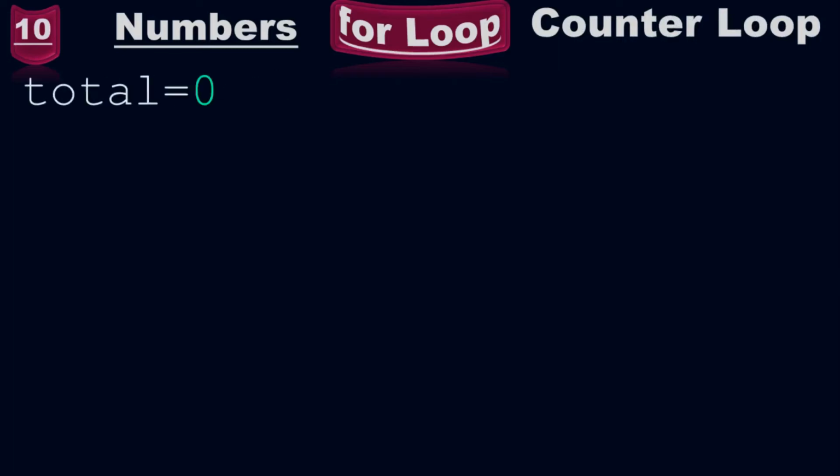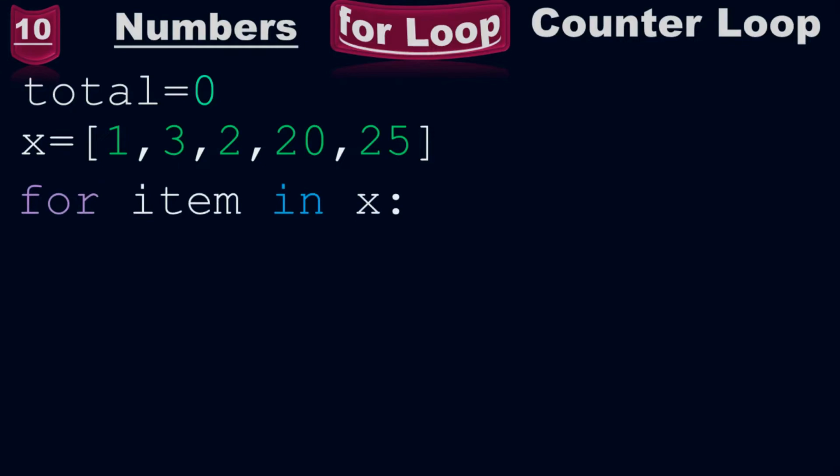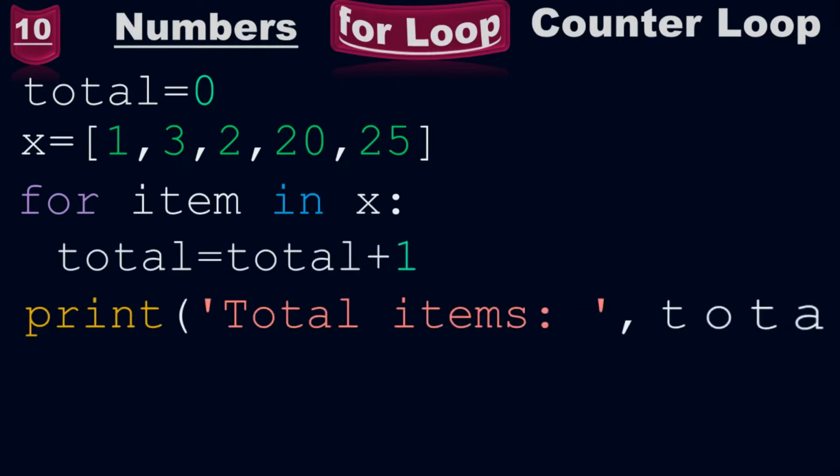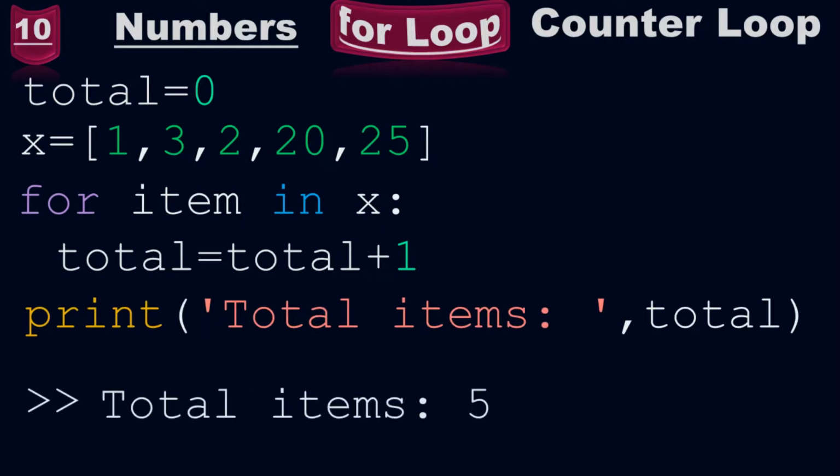Now what if I put total equals to 0? Sometimes you may have count equals to 0, but sometimes you may come across total equals to 0. It is one thing. If I have x equals to 1, 3, 2, 20, 25, for item in x, total equals to total plus 1, and then take the print of total items, total, your output will be total items are 5. Look, if you compare this example with example number 9, it is totally the same.